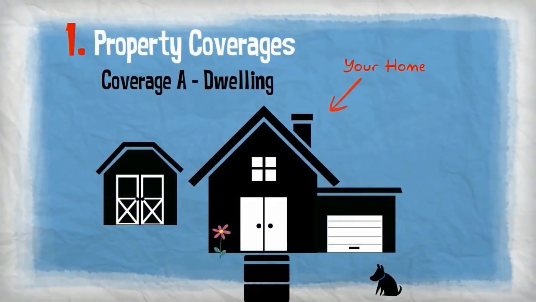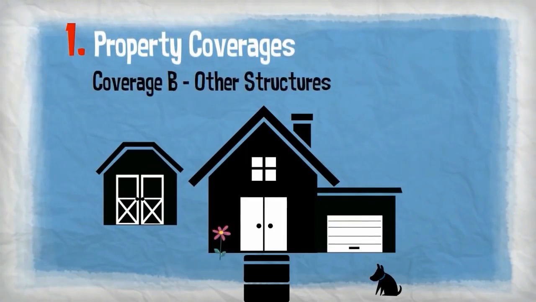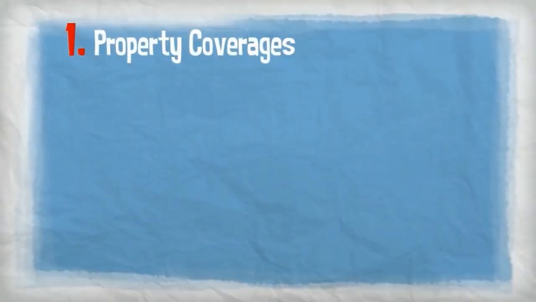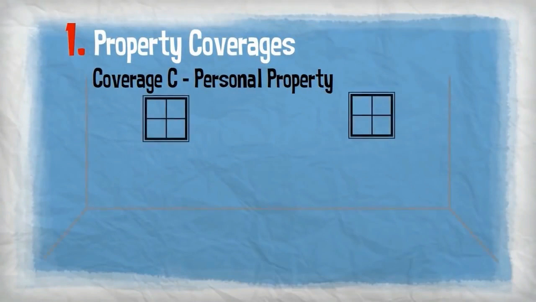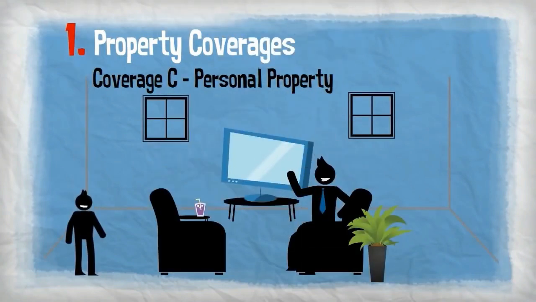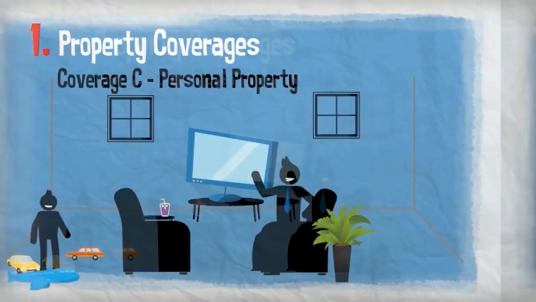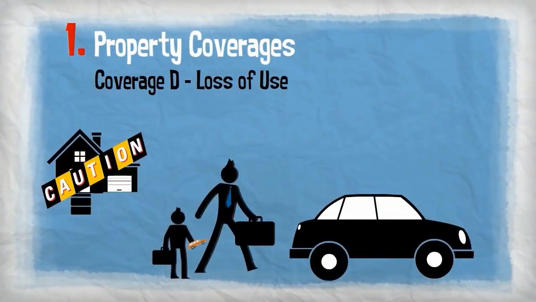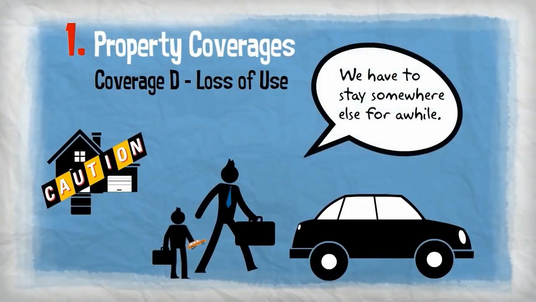Coverage A, dwelling, provides protection for your home and the structures attached to your home. Coverage B, other structures, covers the structures other than your home located on your property, such as a detached garage or shed. Coverage C, personal property, covers the contents of your home, such as furniture, appliances, clothing, and toys. Coverage D, loss of use, provides coverage for your additional living expenses when you have lost use of your home.